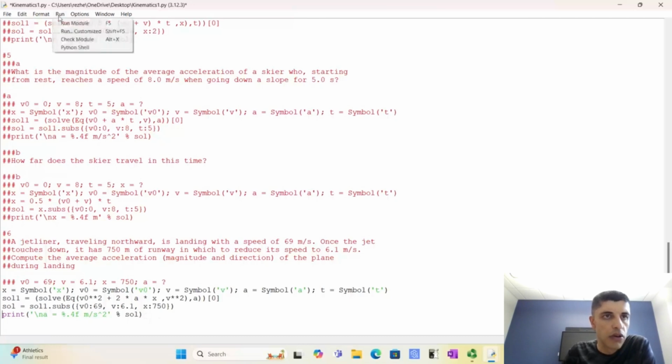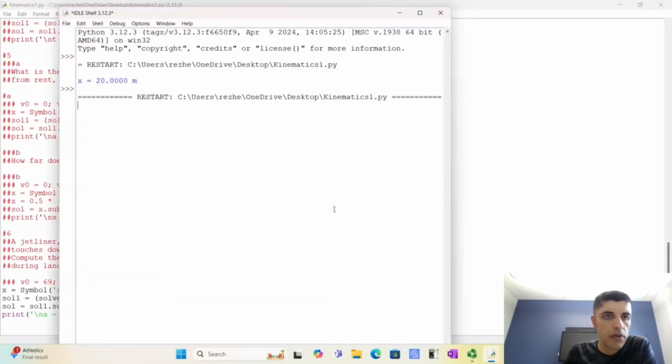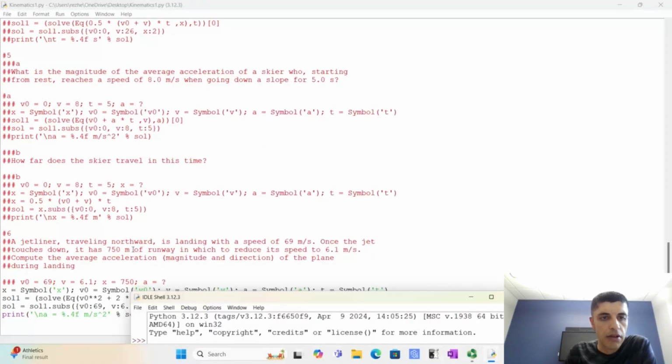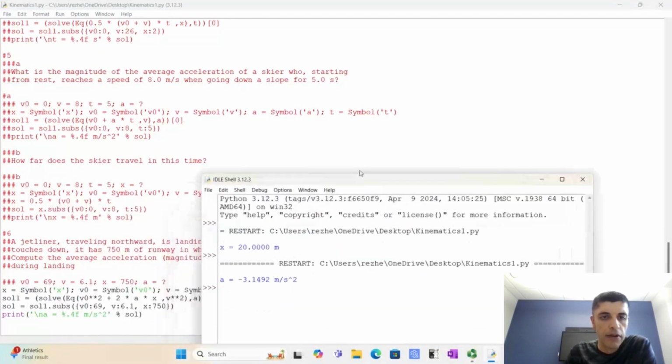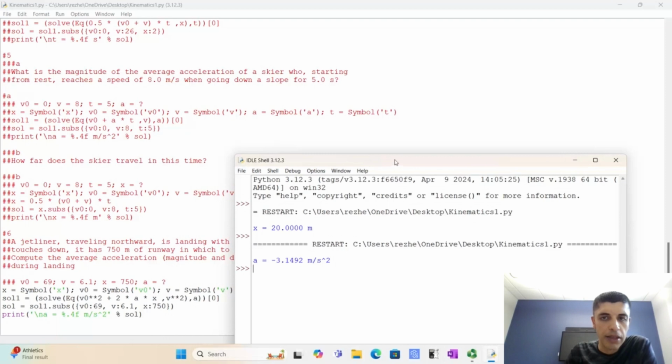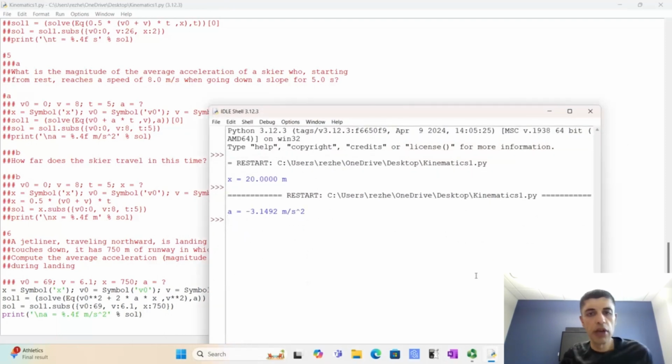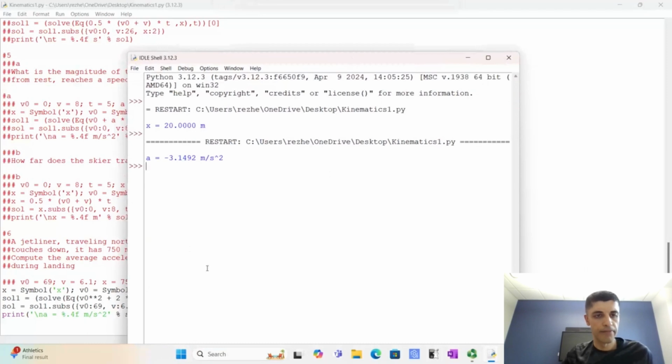That's fine. Let's go ahead and run the code. We should get a negative number. Yes, so A is negative 3.1492. So basically negative pi meters per second squared. It's sort of close to pi, negative pi. But that's ironic. I mean, that's just a coincidence. It's not supposed to be pi. The acceleration of a plane with a speed of 69 meters per second and a final speed of 6.1 and 750 meters of runway. We don't get that it's negative pi, but coincidentally, A is negative 3.1492 meters per second squared.